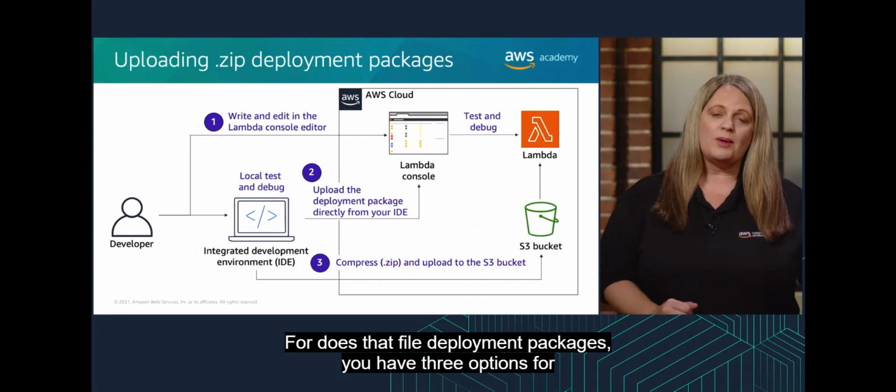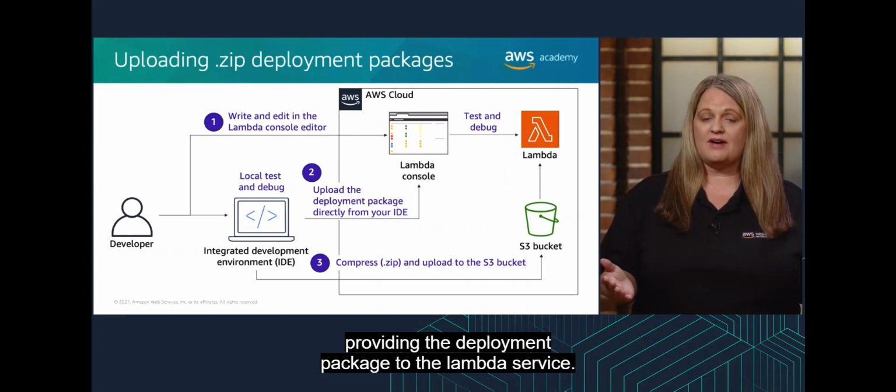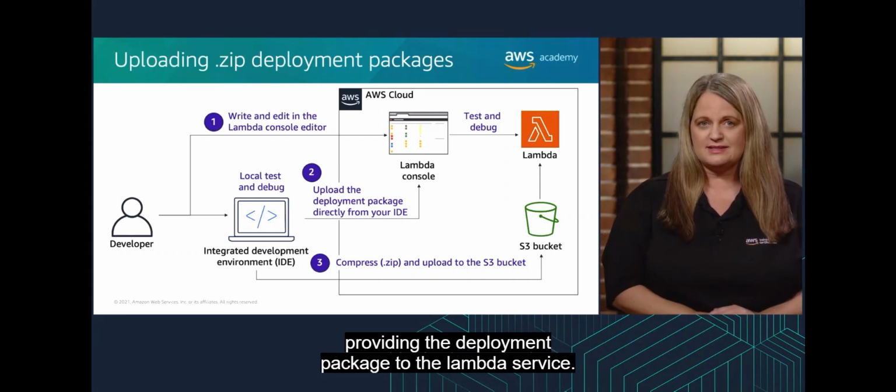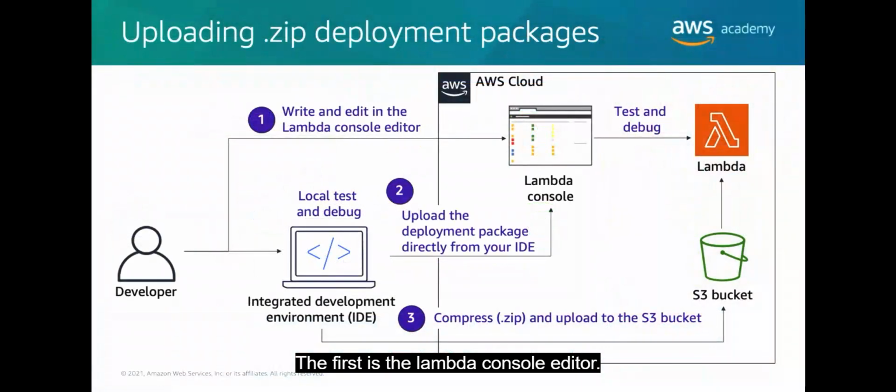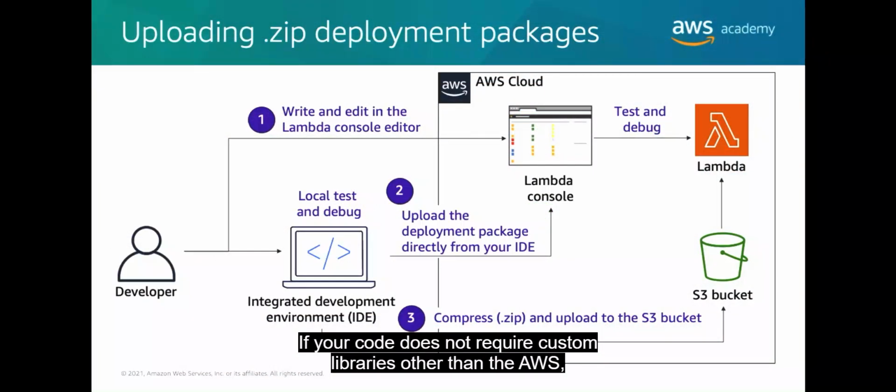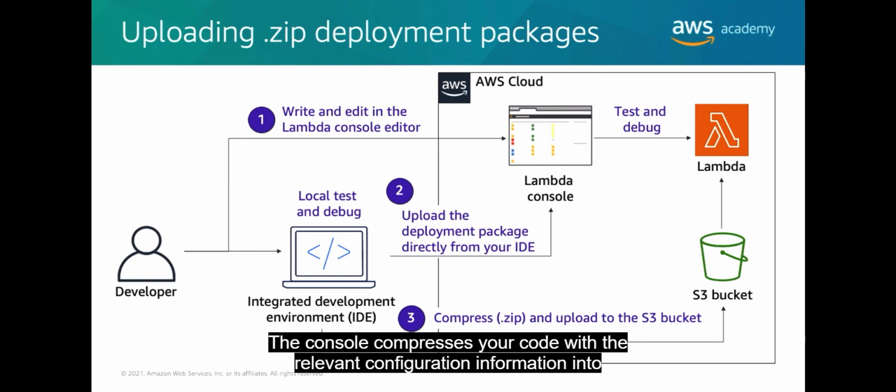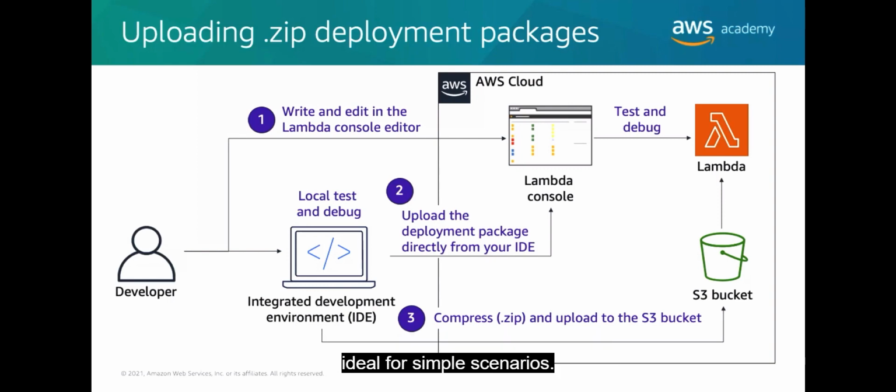For .zip file deployment packages, you have three options for providing the deployment package to the Lambda service. The first is the Lambda console editor. If your code does not require custom libraries other than the AWS SDK, then you can edit your code inline through the console. The console compresses your code with the relevant configuration information into a deployment package that the Lambda service can run. This deployment choice is ideal for simple scenarios.